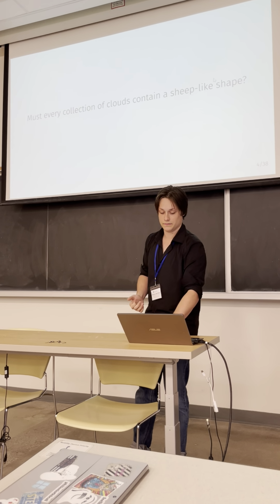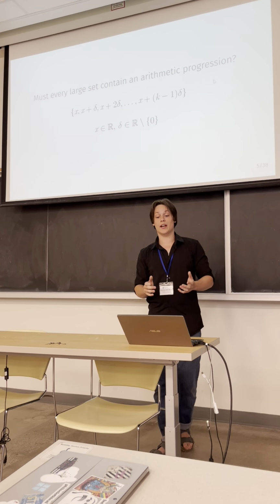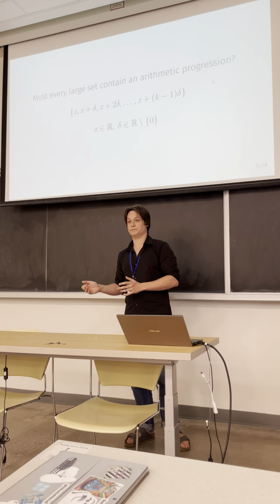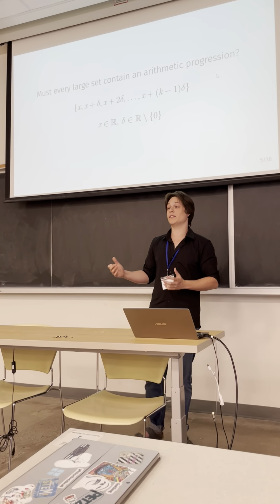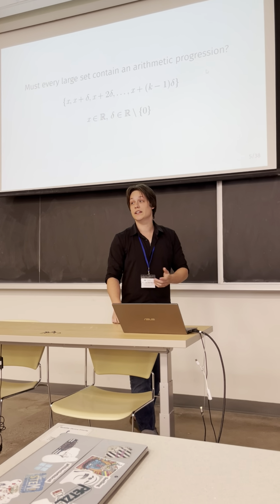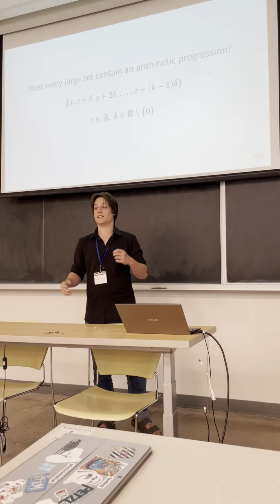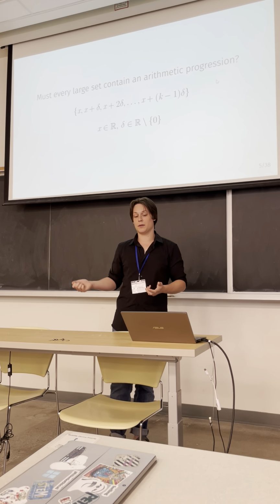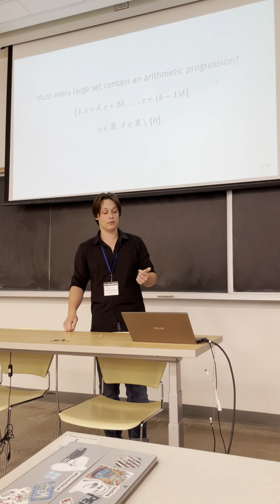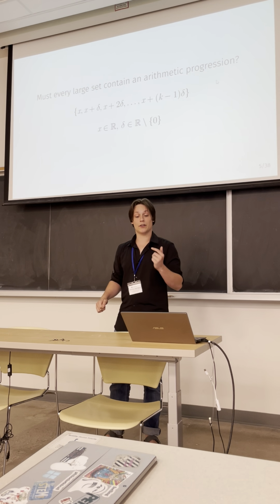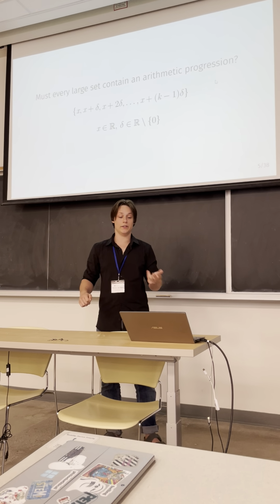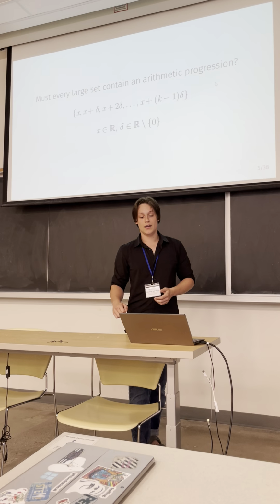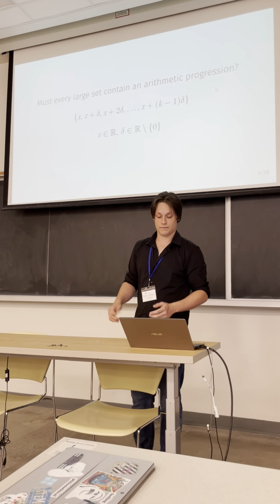We change our question. Must every large set contain an arithmetic progression? Now, an arithmetic progression is a very simple geometric pattern. Essentially, in subsets of the real line, it's evenly spaced points. A KAP, a K-arithmetic progression, is written in the form x plus delta, x plus 2 delta, all the way to x plus k minus 1 delta, where x is some real number and delta is some non-zero quantity.